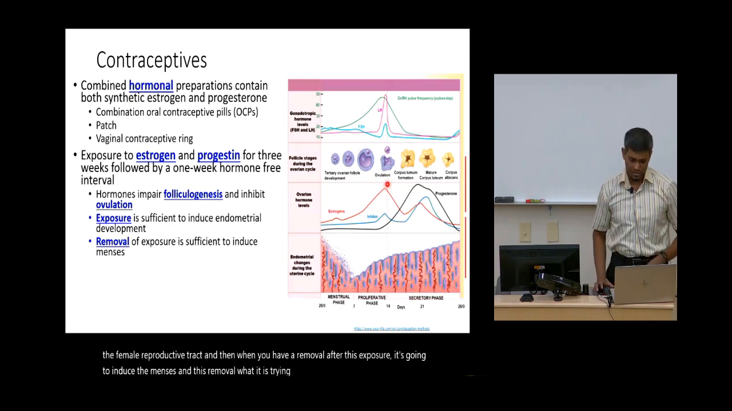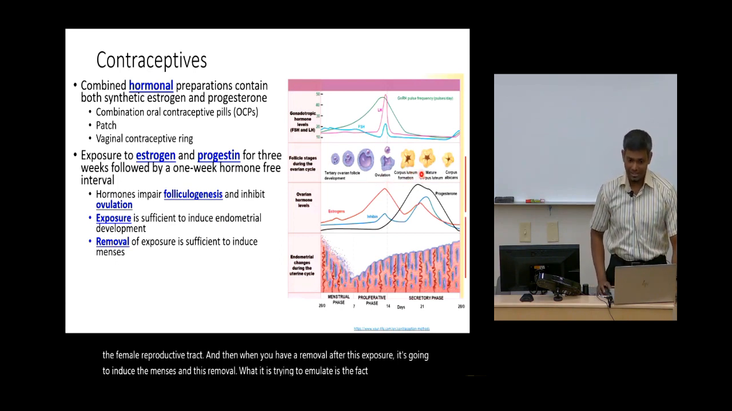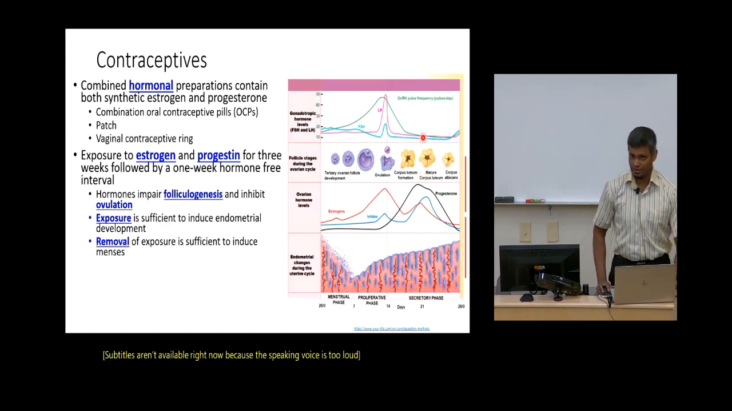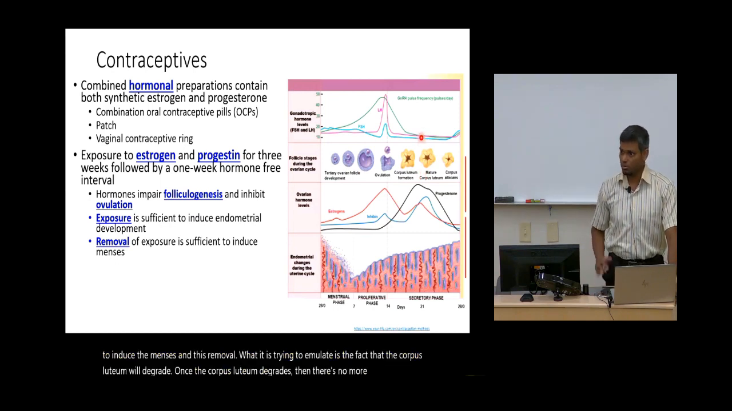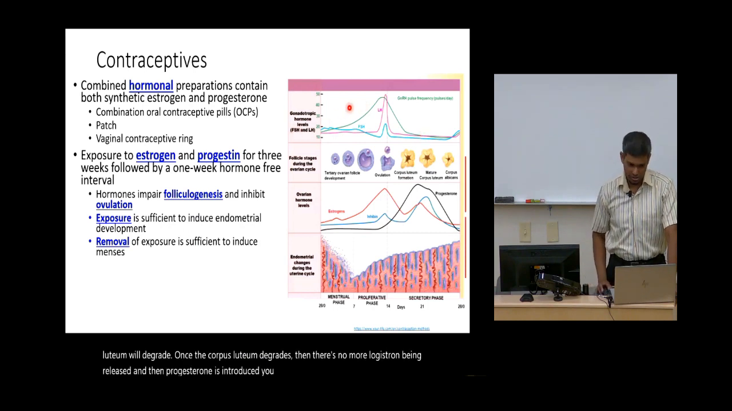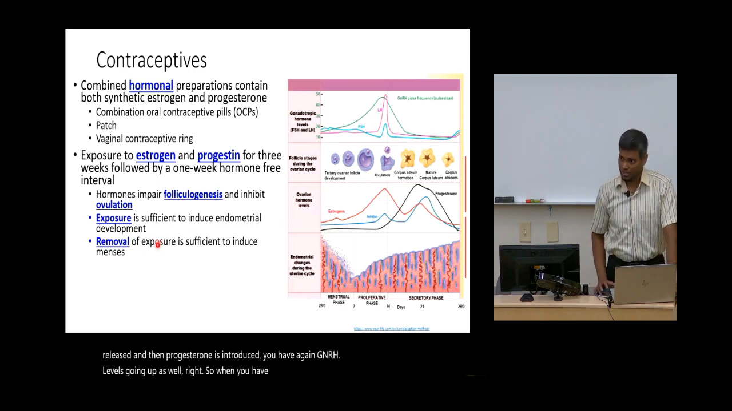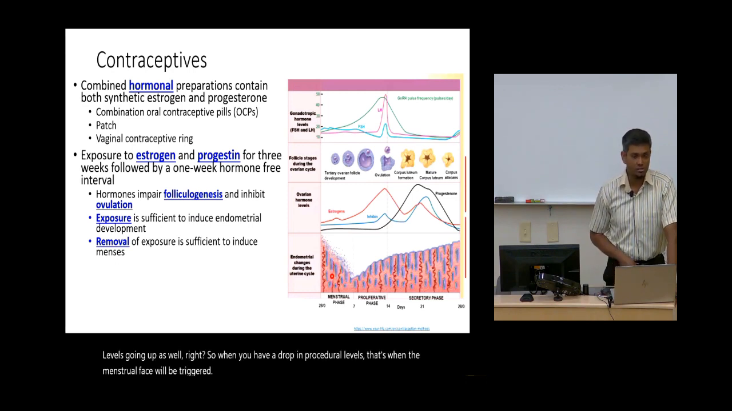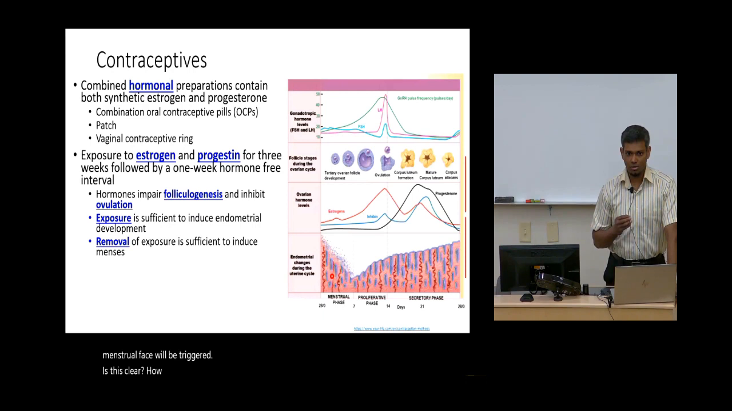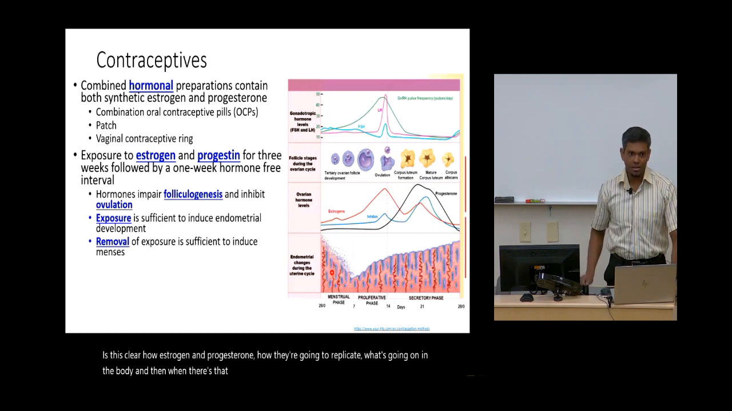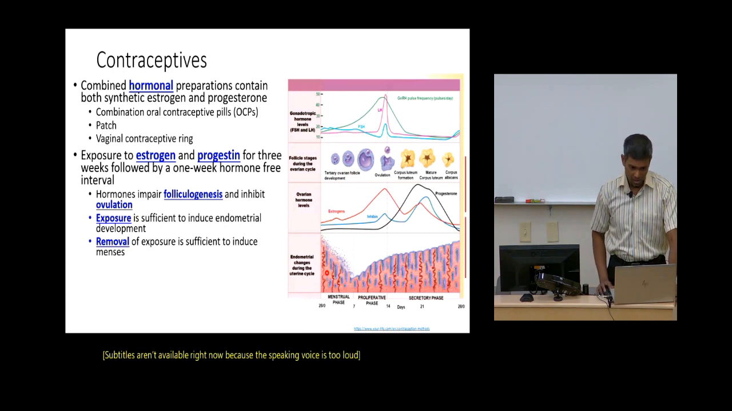And this removal is trying to emulate the fact that the corpus luteum will degrade. And once the corpus luteum degrades, there's no more progesterone being released. And when progesterone isn't released, you have GnRH levels going up again, right? So when you have a drop in progesterone levels, that's when the menstrual phase will be triggered. Is this clear? How estrogen and progesterone replicate what's going on in the body, and then when there's that interval with no exposure to the hormones, it will lead to the menstrual flow. And when you have the menstrual flow, you can rule out a pregnancy.